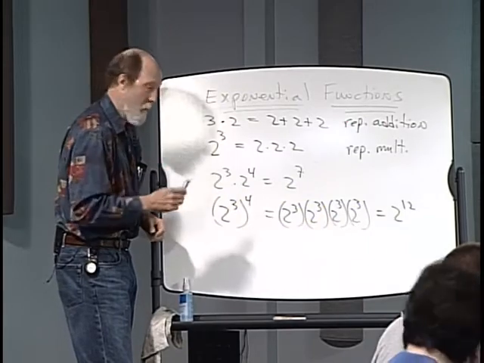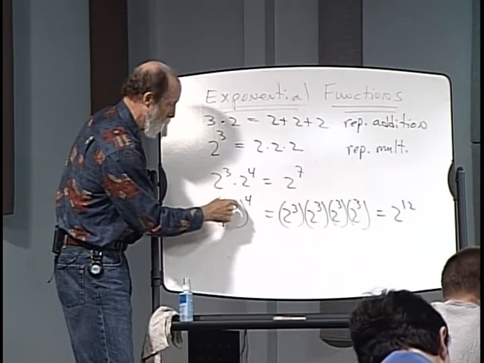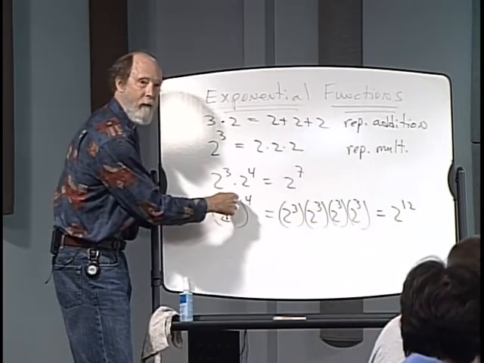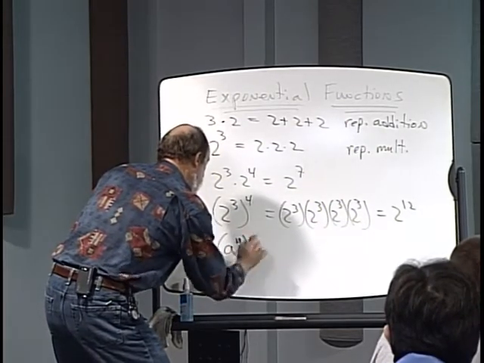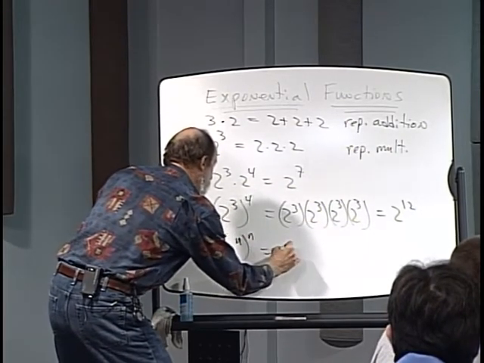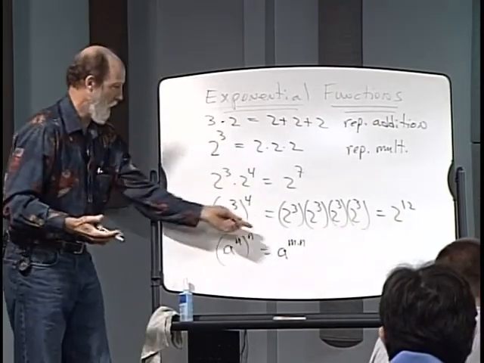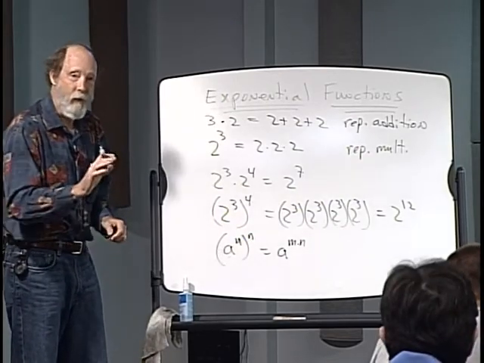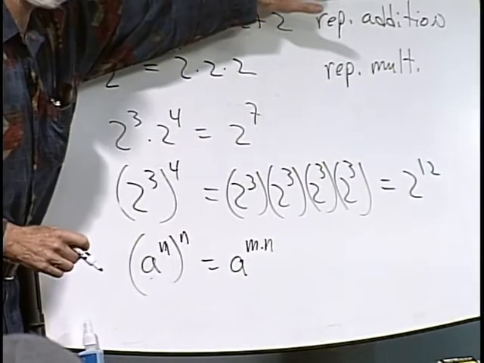The way you see it in a book is something raised to a power, and then you raise that to a power, you multiply these exponents together. Oftentimes it might be written this way: a to the m, raised to the n power, is equal to a to the m times n. That's the way you might see it in a book. Okay? Let's do a couple other basic things before we actually start talking about exponential functions.